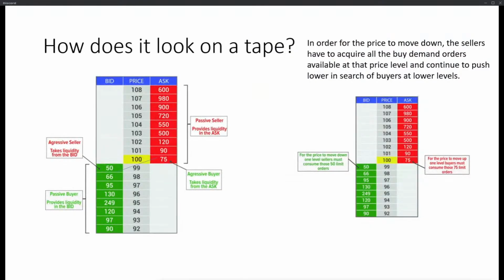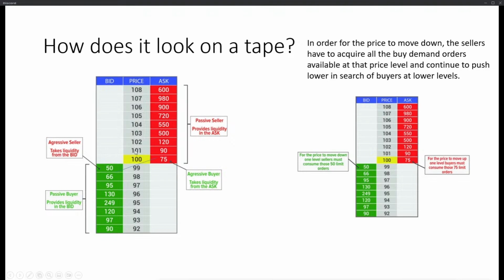Okay, so what does it look like on tape, right? And if this is confusing, you have to ask questions, because if you guys don't understand this, you have to make sure you understand this. And the next slide. Okay, so in order for price to move down, these orders have to be eaten, right?